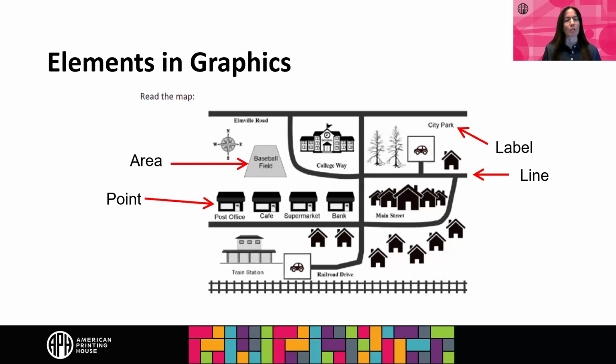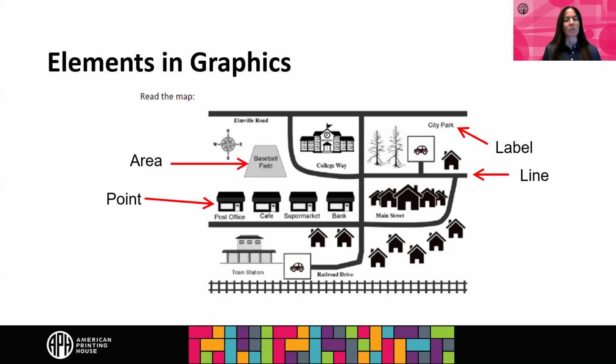So let's start with the first of our 4 elements in graphics. This would be areas. An area is a significant or sizable region in a graphic. So on this map, the baseball field or the city park might be an area. Other examples are states or provinces in a political map, stripes on a flag that have different colors, or layers of soil or rock in a classification diagram.